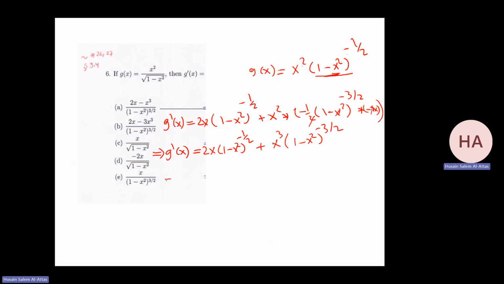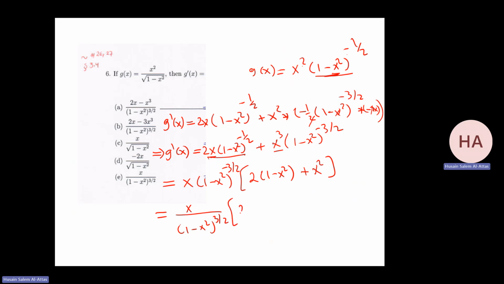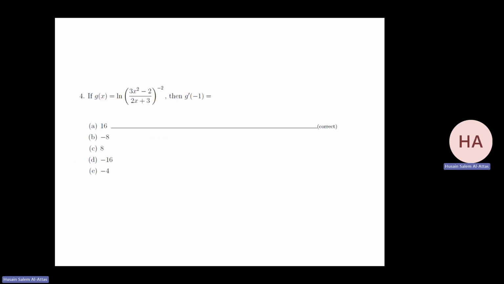Okay. Now take the common factor. I take x, since I have x and x cubed, and I take (1 minus x squared) to the power minus 3 over 2. What is the remaining? Here I have 2 times (1 minus x squared), plus x squared. So it will be x over (1 minus x squared) to the power 3 over 2 times 2 minus x squared plus x squared minus x squared. In other words, it will be (2x minus x cubed) over (1 minus x squared) to the power 3 over 2.